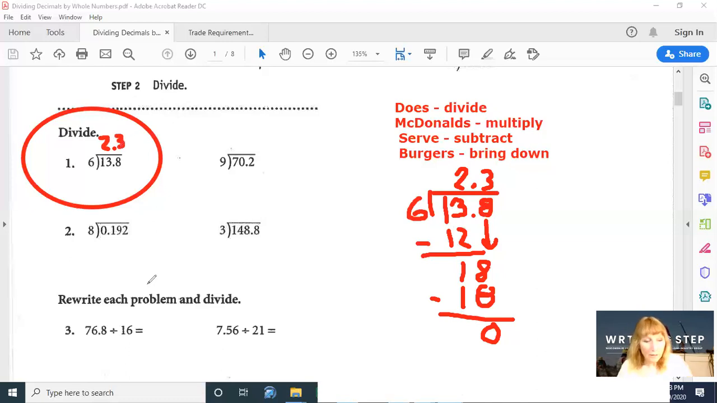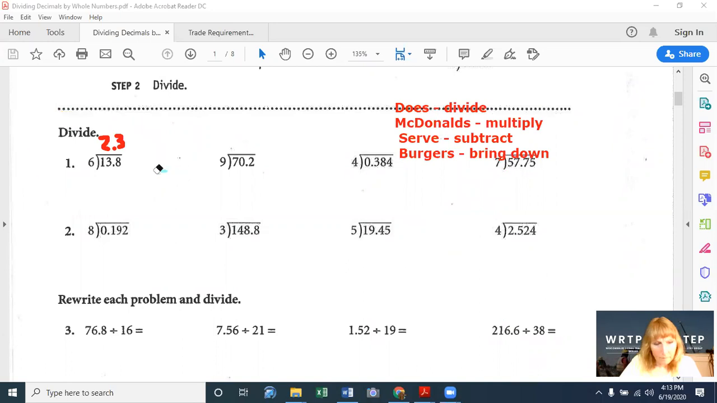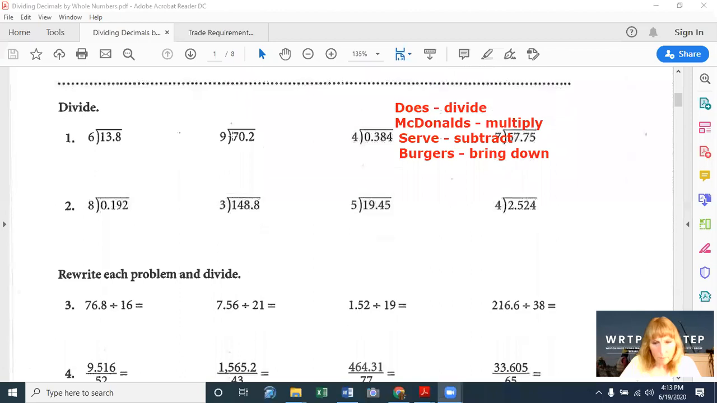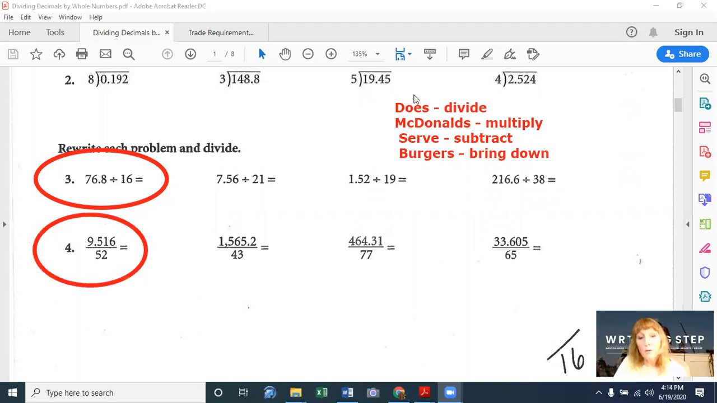Okay, we'll try another one. Let's move down a little bit here. And I'm going to erase this. And that, and that, and that. Okay, we'll keep the does McDonald's part. Okay, so if we go down to row 3, we have a problem written like this. And we'll also be looking at row 4, one like this. So when you have something like this, you have to know where to put your numbers.